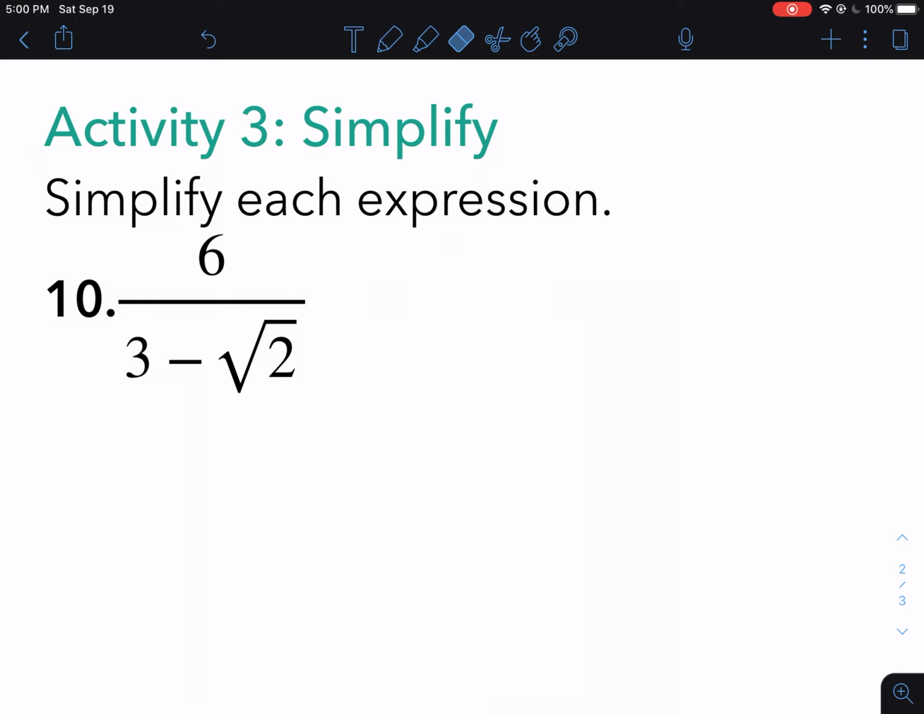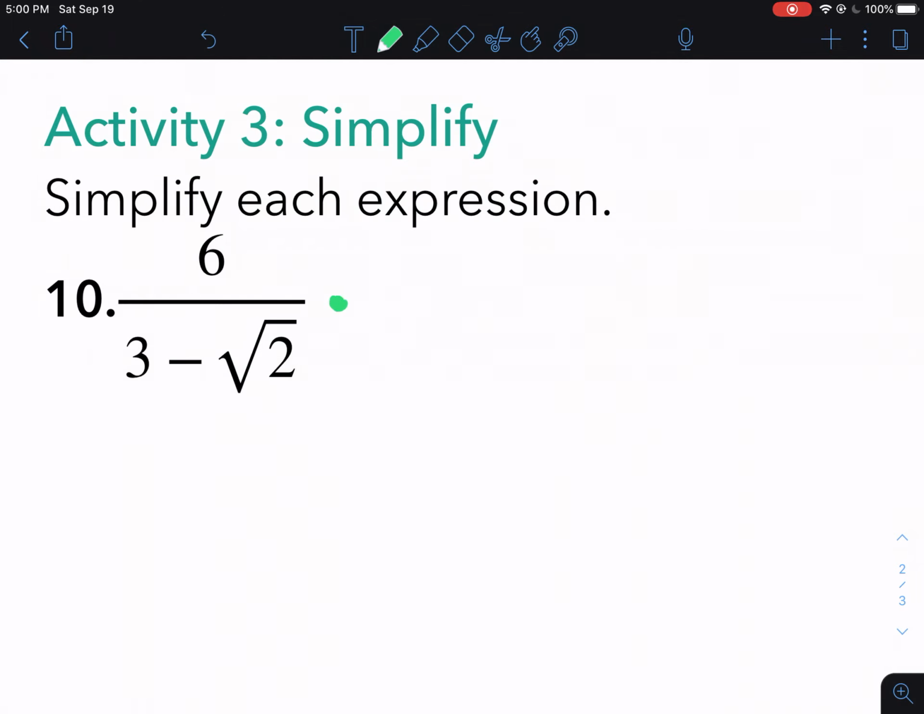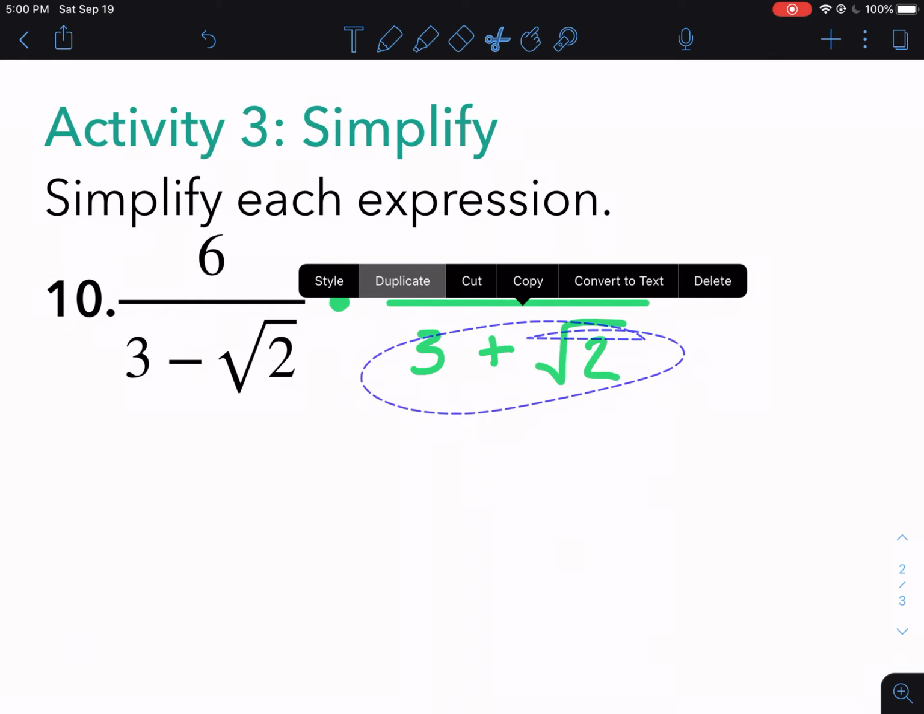That's gross. So instead, we are going to rationalize the denominator by multiplying top and bottom by the conjugate. So we need to find out what is the conjugate of 3 minus the square root of 2. We're going to use the same players, 3 and rad 2, but we're changing this minus to a plus. Cool.